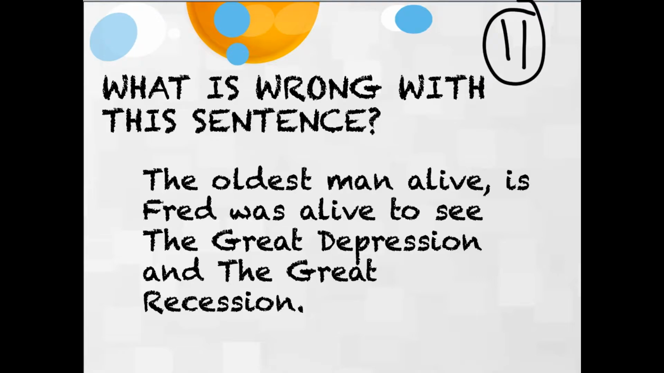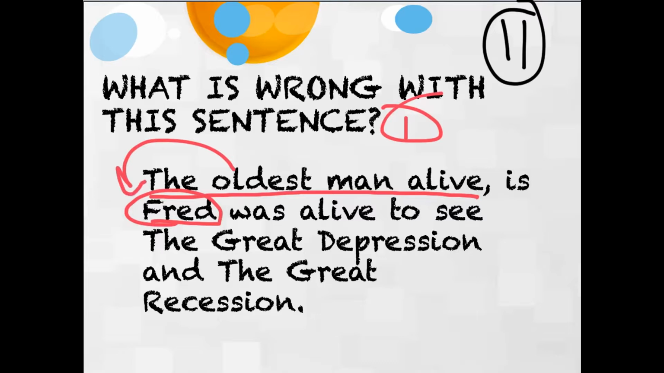All right, hopefully you took a moment to pause and think about the 4 rules that we just learned to decide what is wrong with this sentence. Let's go through each one. Rule number 1 says it has to give us more information about the noun. The oldest man alive has given us more information about this noun, Fred. So right now, rule number 1's good.